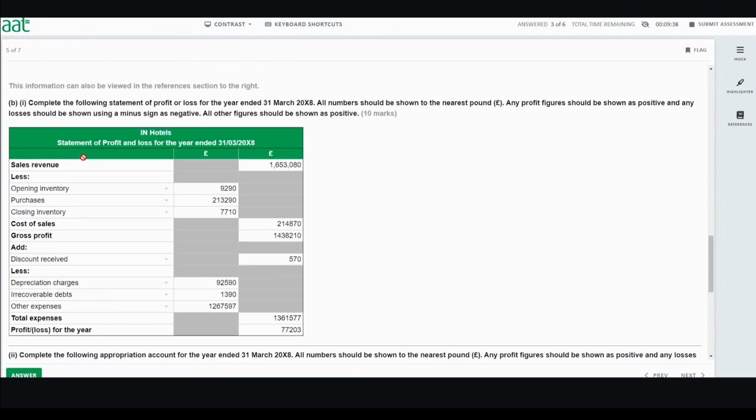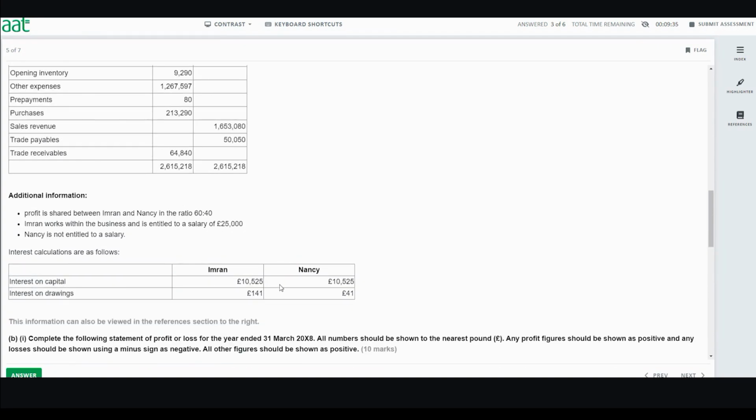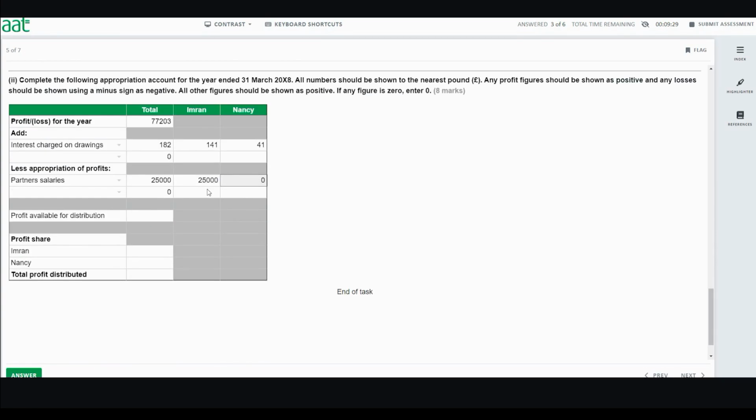Okay, and then capital, it says interest on capital, £10,525 for both of them. So 10,525, 10,525, and this is then interest on capital. Okay. Profit available for distribution. So you've got your profit plus your interest on drawings minus your salary minus your interest on capital should give you 31,335. Okay, now you're going to look at the profit share.